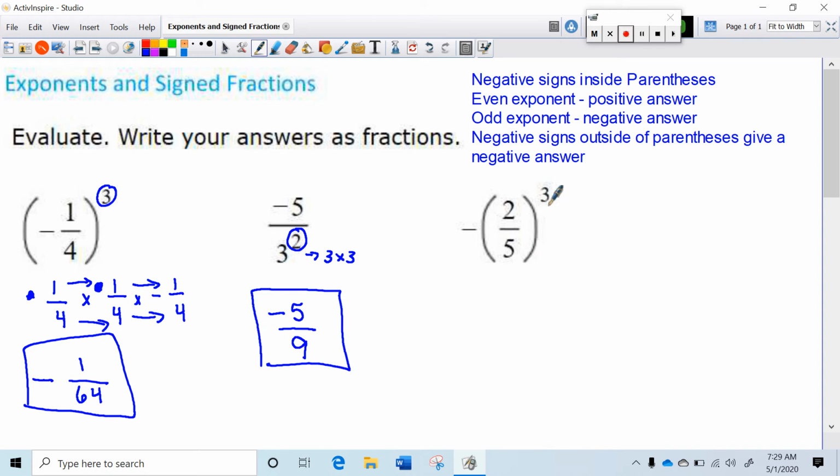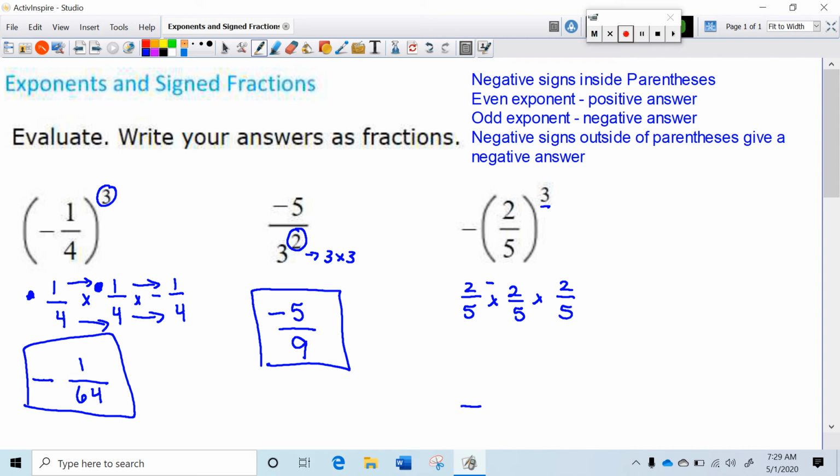Now notice this one has a negative outside the parentheses. That means the negative's not getting the cubed. The only thing that's getting that exponent is what's inside the parentheses. So the negative's going to stay in the answer, and then I'm going to have 3 of the 2/5. So 2/5 times 2/5 times 2/5.